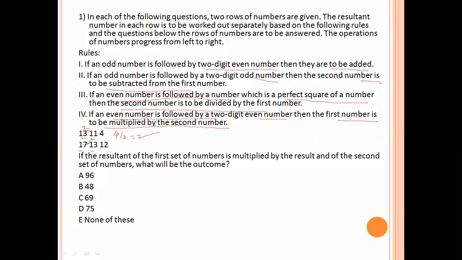Next, odd number means subtract the second number from the first number. So this value is 4. Then 4, 12. Even number means multiply. 12 times 4 is 48. Now first row multiplied with second row. 48 into 2, that value is 96. Option A is the right answer.